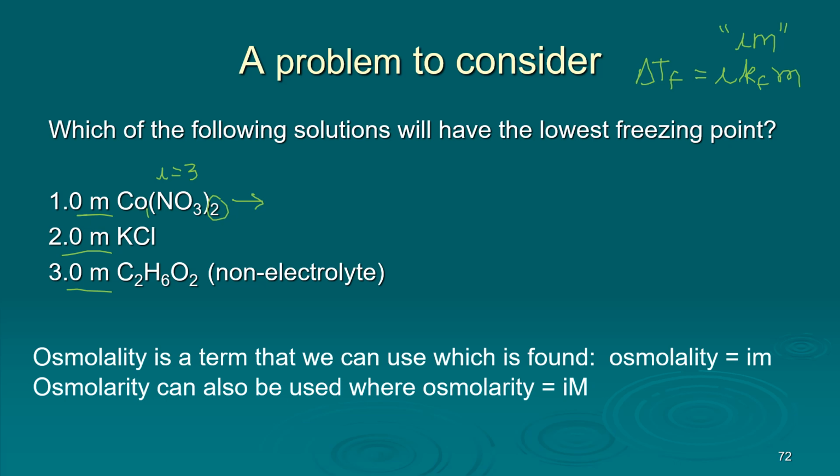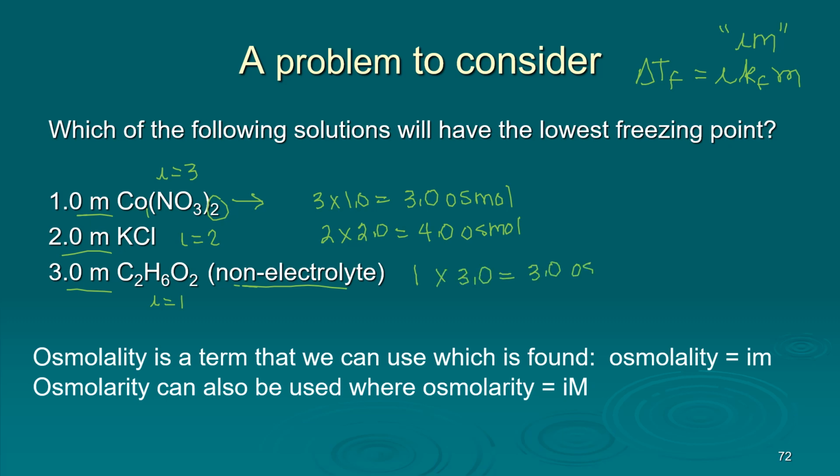3 particles. So 3 times 1 is 3.0 osmol. So the concentration of this solution is 3.0 osmol in terms of particles. For this one, KCl, i equals 2. It breaks up into 2 particles. So this one will be 2 times 2.0, or 4.0 osmol. This one is a non-electrolyte, or non-dissociating, either one means the same thing, so i equals 1. So we have 1 times 3.0 equals 3.0 osmol.